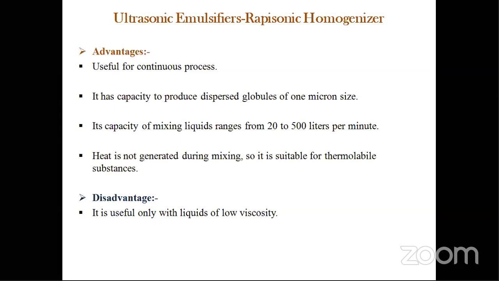So it is a continuous process with useful advantages. It is a useful continuous process, and it has the capacity to produce dispersed globules of up to 1 micron size. Its capacity for mixing ranges from 20 to 500 liters per minute.